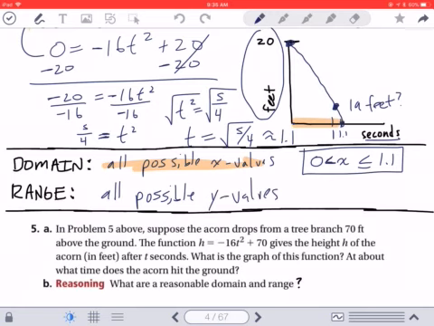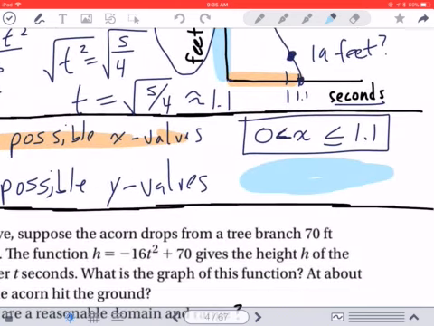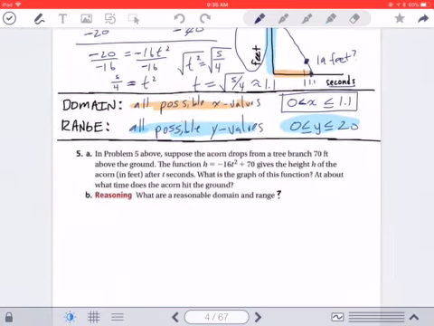I'll do that one in blue. Well, the acorn's at 20 feet, then it goes to 0 feet. So that's my y-axis. This could be 0 to 20 feet, and it could include both of those. So 0 to 20 feet would be all of my possible y values. So that's a little bit more about domain and range.